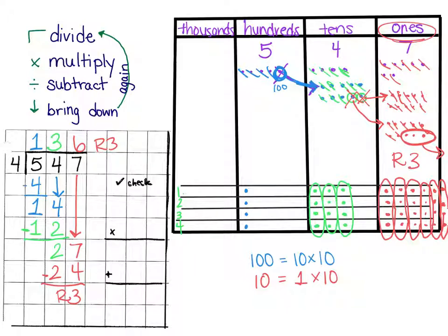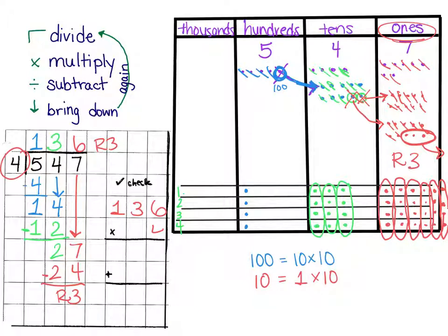So now, we get to check our work. You're going to always start with the number that you got your answer as. Okay? So, 136. And you're going to take it times the divisor of 4. Because our goal is to get this answer right here, 547.